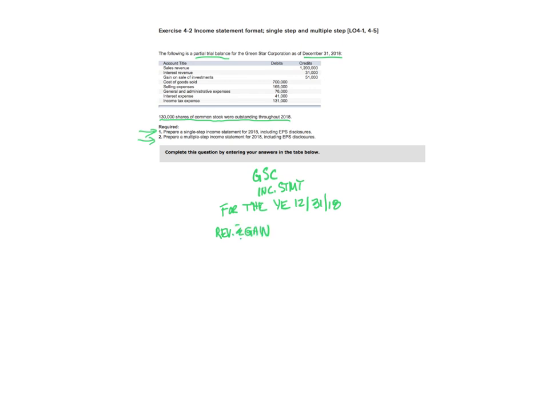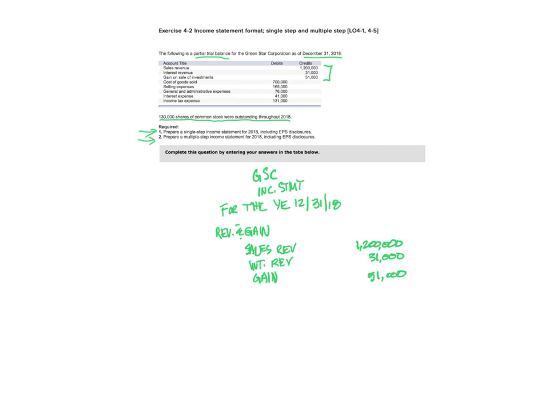All right, now doing the single step income statement, we're going to have one grouping for revenues and gains. And the revenues and gains that they give us are right up here. So we have sales revenue, interest revenue, and a gain on the sale of investment, which I'm just going to abbreviate gain right now. All right, so we have 1.2 million. We have 31,000. And we have 51,000.